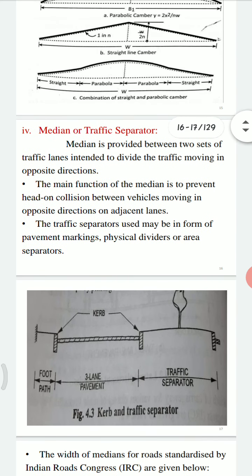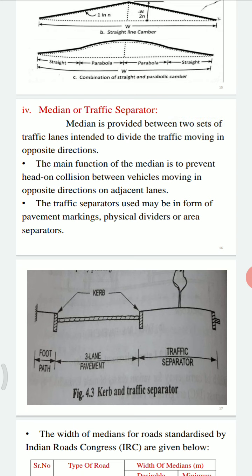The main function of the median is to prevent head-on collisions. Head-on collisions means two vehicles coming from opposite directions, head to head. A collision will occur if the median is not provided. For that reason, on national highways and state highways, the median is generally provided. Some trunk roads and city roads too; for example, in our Nellore city, the mini bypass also has a divider, that is also called a median.